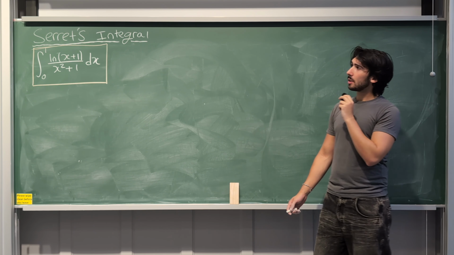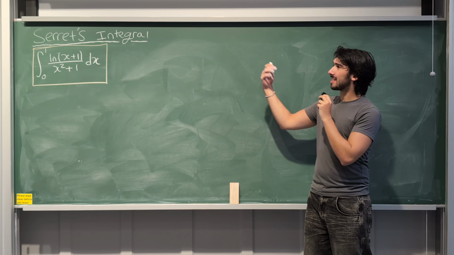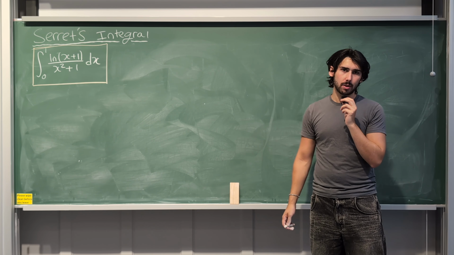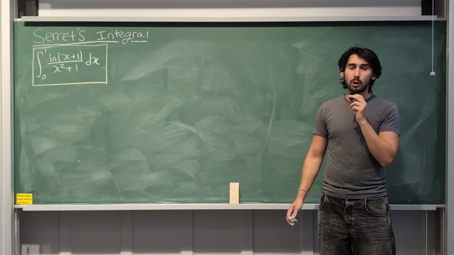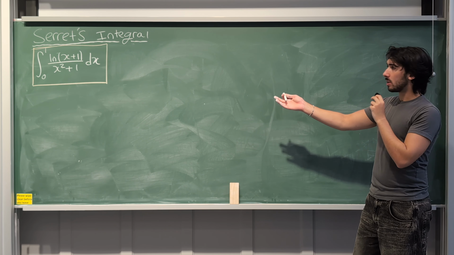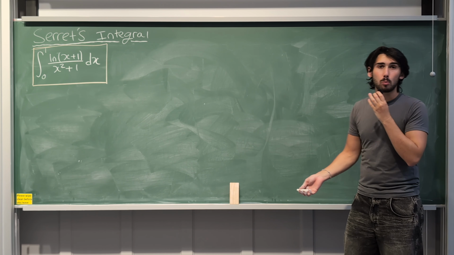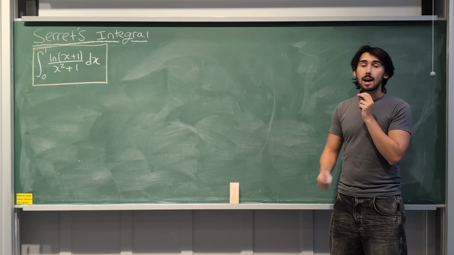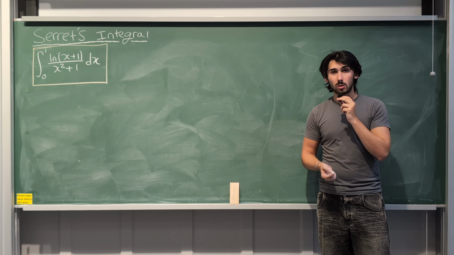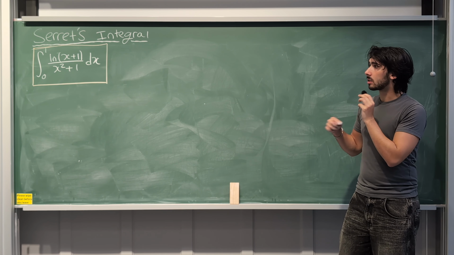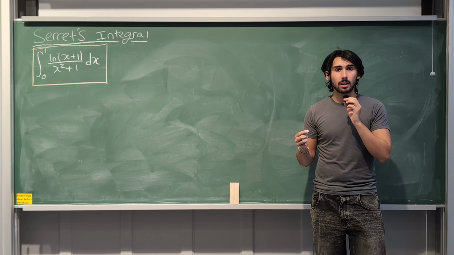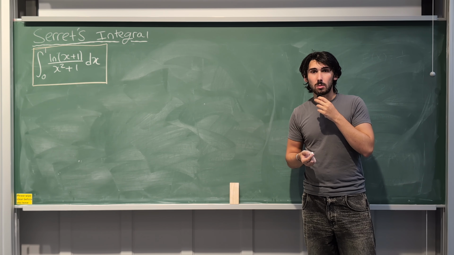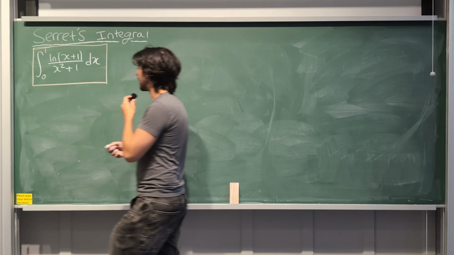In this video we're looking at something called Serret's integral. Serret was a mathematician, Joseph Alfred Serret, who came up with this integral, and it's just kind of a cool, fun problem. We're going to look at this integral and then at a slight generalization of it. It's kind of interesting and hopefully you enjoy the video, but let's go straight in, as there's not really much I have to say about it.